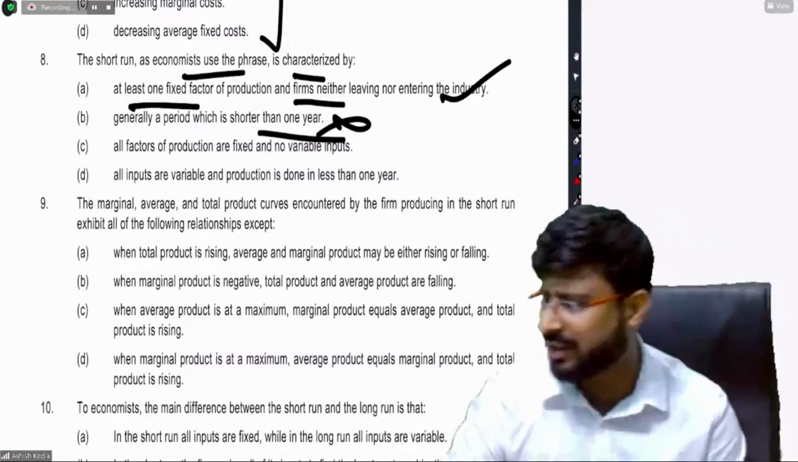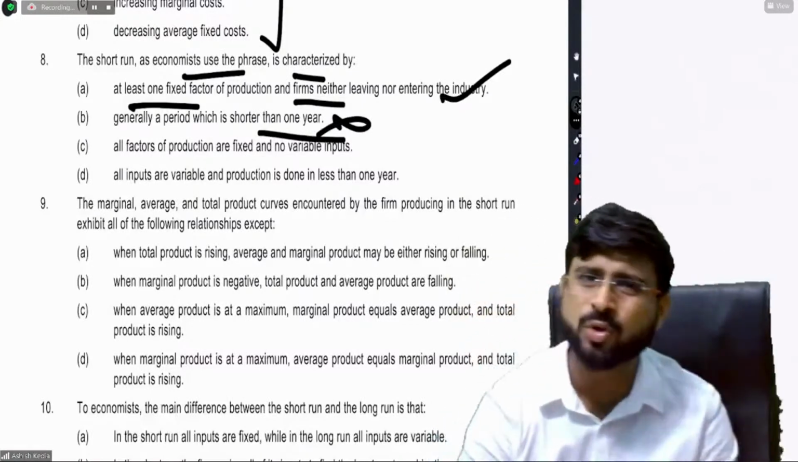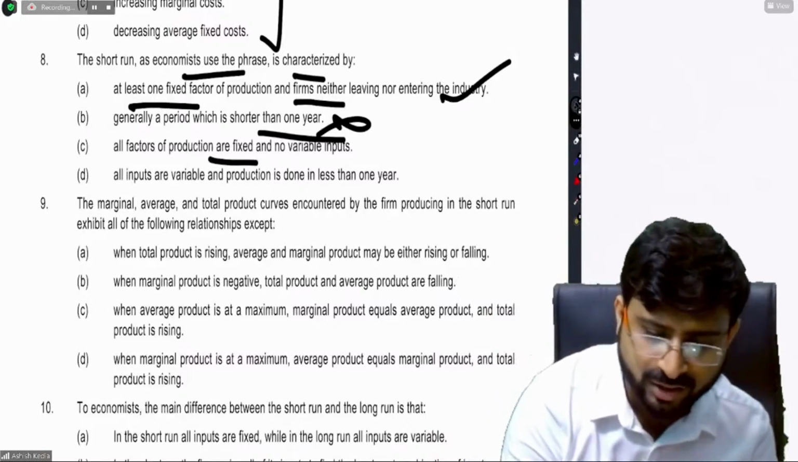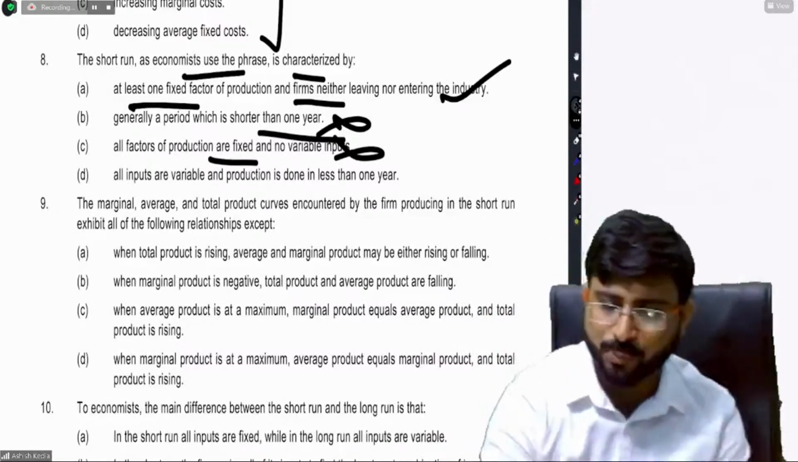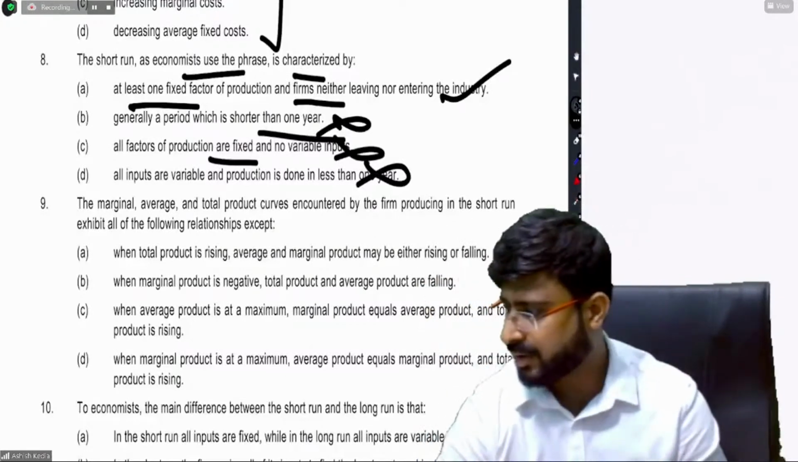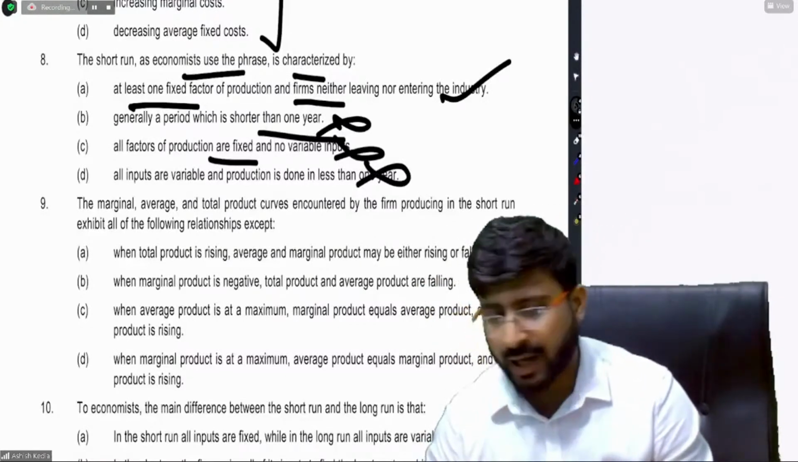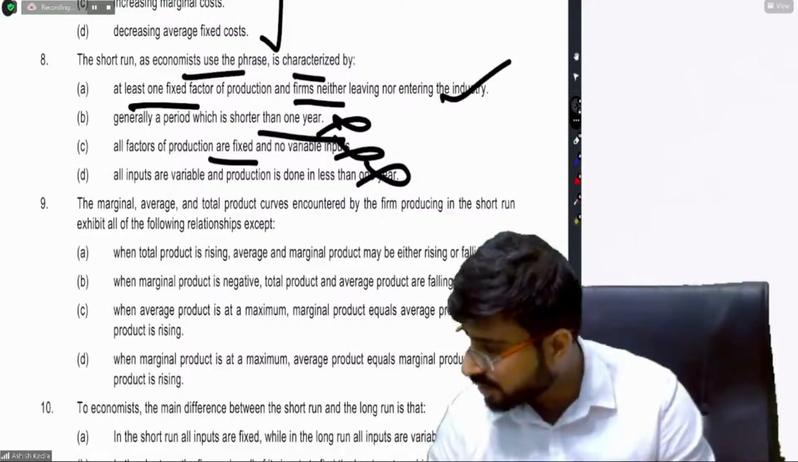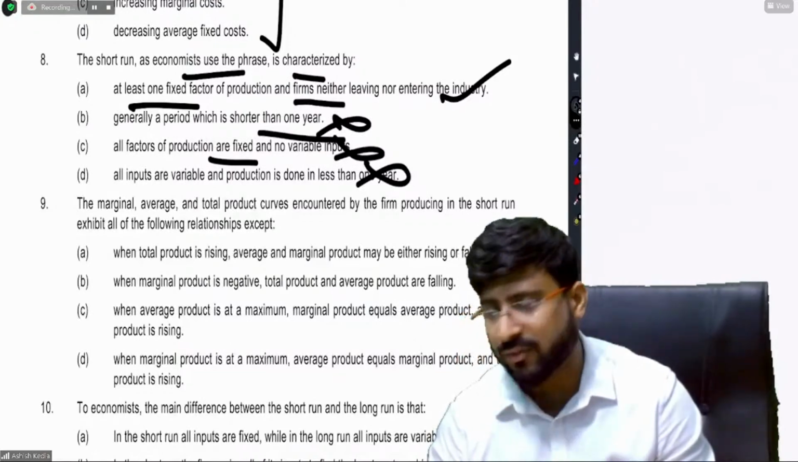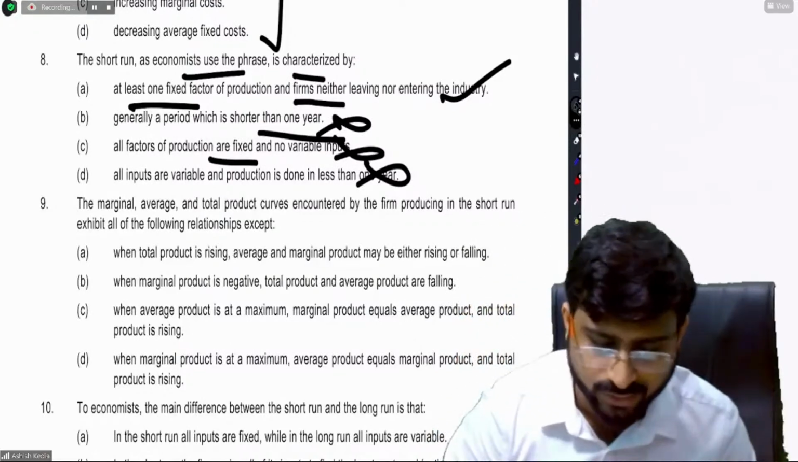No, not shorter than 1 year, because I told you that the accounts definition is not followed here. All factors are fixed and no variable. Wrong. All inputs less than 1 year. I told you there is nothing related to time. Acha, and remember, since we have not done cost, for the time being, we will skip the questions on cost. Only after we complete cost will we solve these questions. Okay.